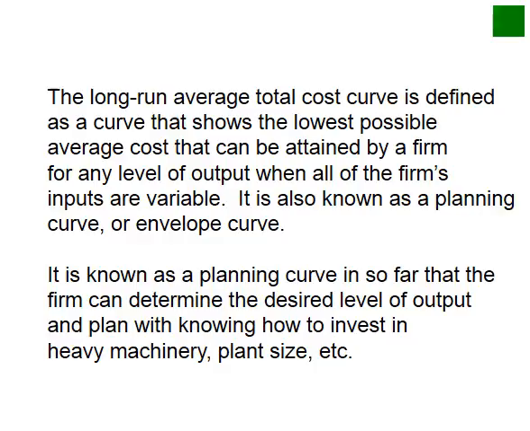It's known as a planning curve insofar as the firm can determine what level of output they desire and plan how to invest in heavy machinery, plant size, etc. In other words, in other capital. So when we left our first short-run average cost curve, if we wanted to take on more scissors, more staplers, and more plants, we would have to go on to the second short-run average cost curve, and we'd be moving along the long-run average cost curve and using the long run for planning purposes to figure out how much we want to invest in more capital.